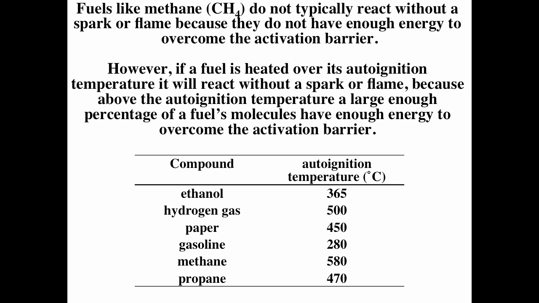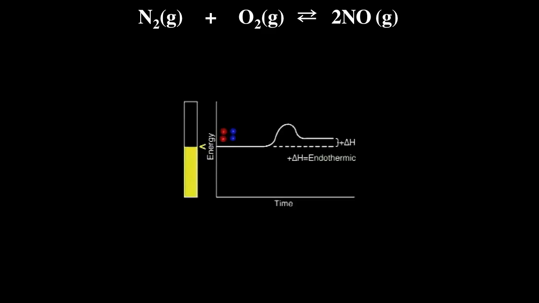And so for methane, that temperature is 580 degrees Celsius. And so at that temperature, enough molecules have enough energy to overcome the activation barrier that the reaction proceeds rather fast. For gasoline, that autoignition temperature is actually 280 degrees Celsius. And so if you have gasoline at that temperature, the reaction is going to be very fast without any spark whatsoever. And so in the methane, we saw an exothermic reaction that had an activation barrier.